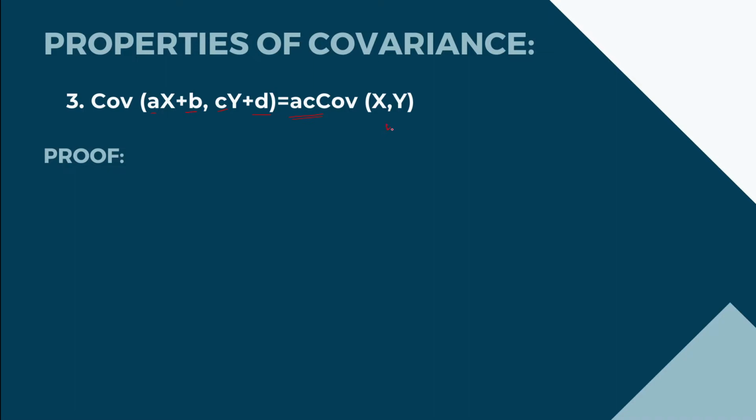Here a, b, c and d are constants. Now we shall consider the left side of the property, covariance between ax plus b, comma cy plus d. Now I will define the new variable u equal to ax plus b and v equal to cy plus d.